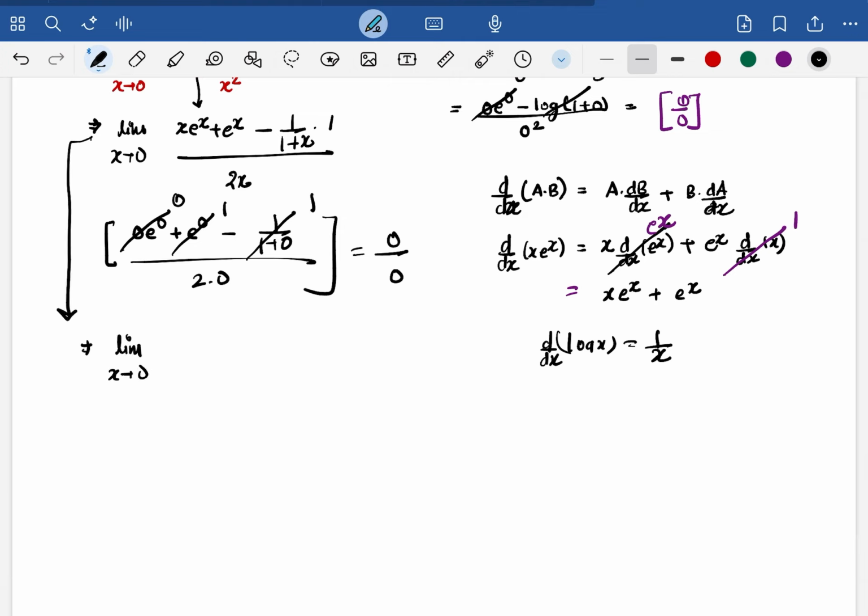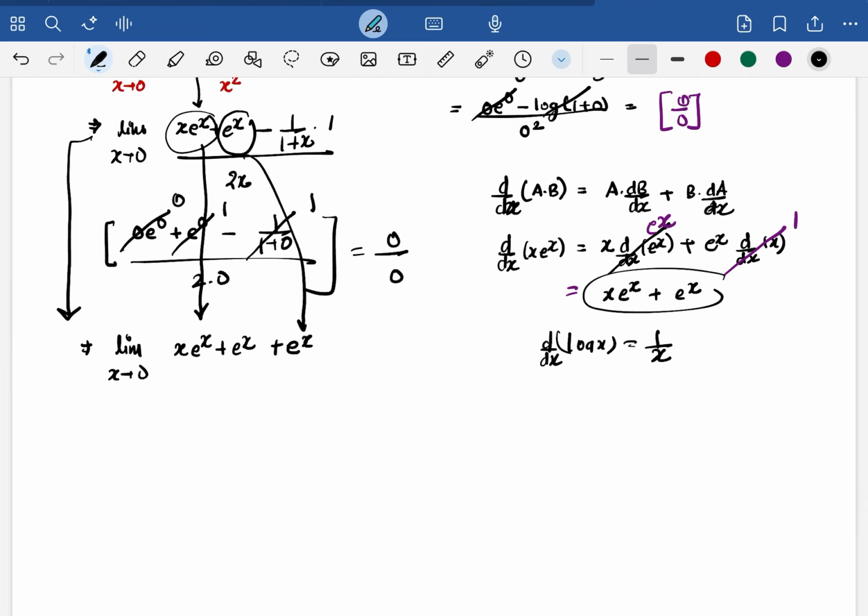From this, what's the differentiation of this? We have already covered here. So x e to the power x plus e to the power x, we have differentiated this term, now it's this term. So e to the power x differentiation is e to the power x itself, and what's the differentiation of 1 by 1 plus x? Can we say this is nothing but minus 1 by (1 plus x) whole square. So minus minus will be multiplied, and can we say this is nothing but 2x differentiation of x.